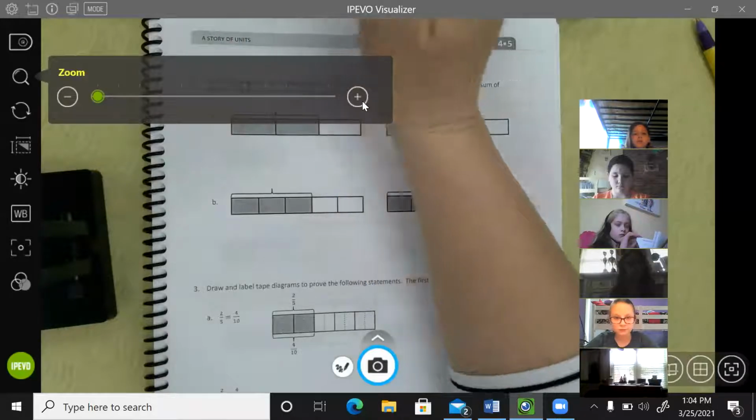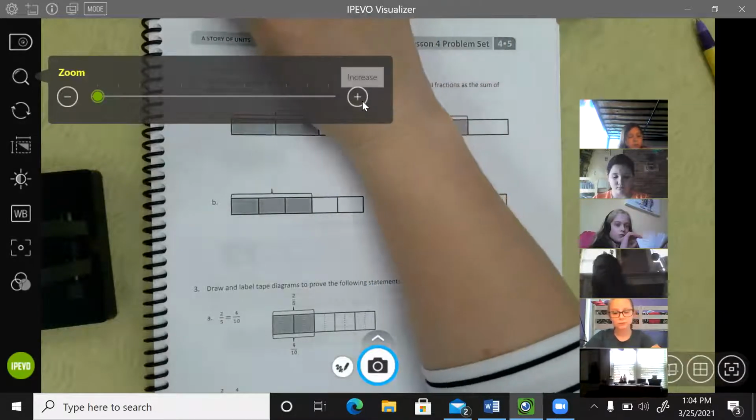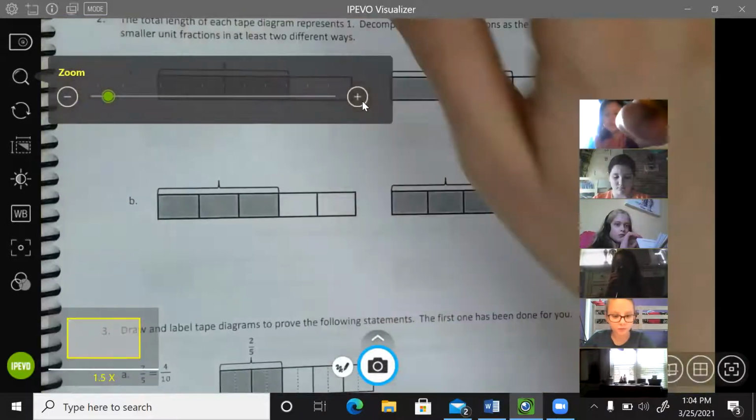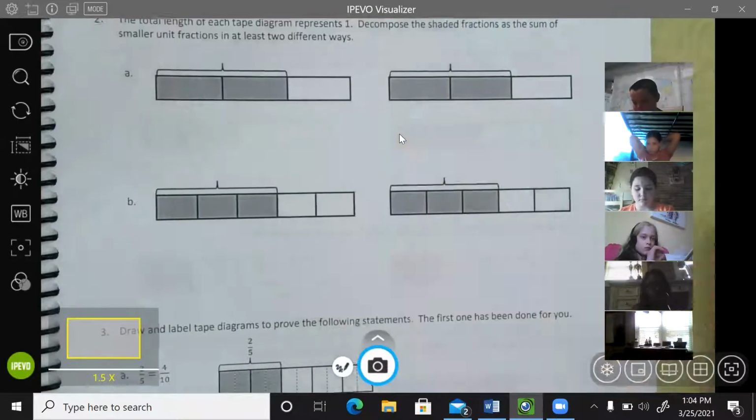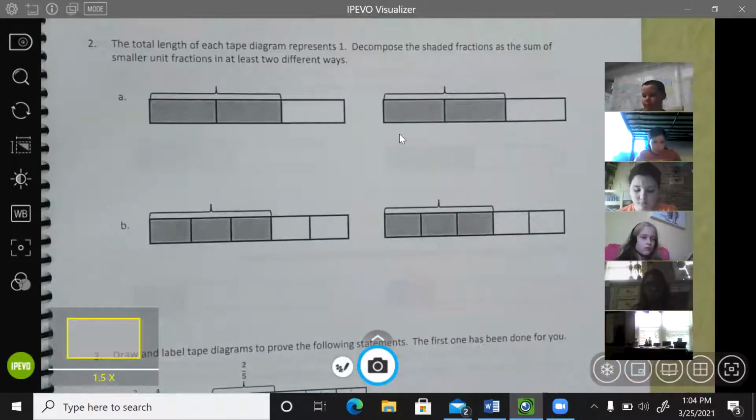Izzy, go ahead and read the directions for number 2, please. Total length of each tape diagram represents 1. Decompose the shaded fractions as a sum of smaller unit fractions in at least 2 different ways.